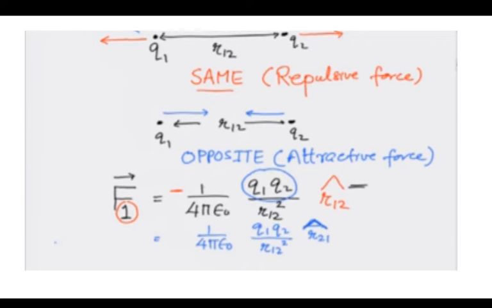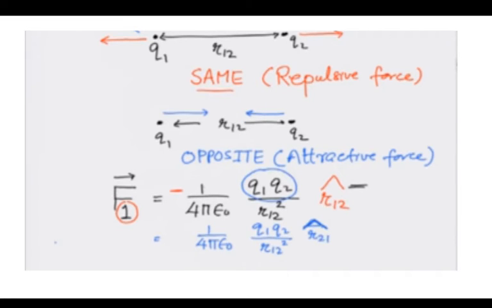Let us understand in another manner. Let us consider two charges q1 and q2, and the distance between them is r12. If the sign of the q1 charge and the q2 charge is the same, then the force acts along the line and is known as the repulsive force. And if the two charged bodies have opposite signs, then the force between them is attractive by nature.